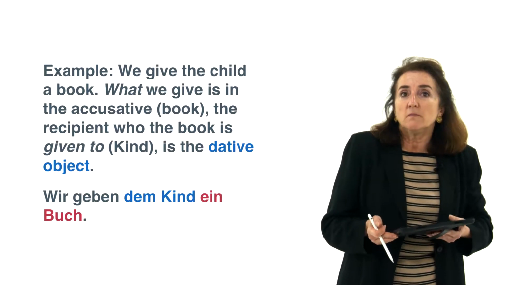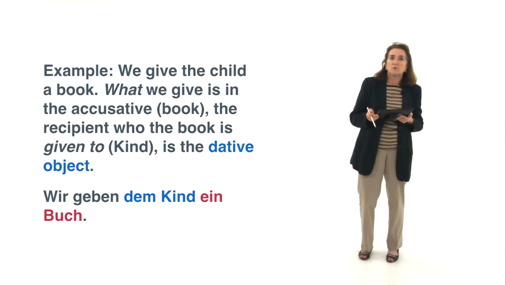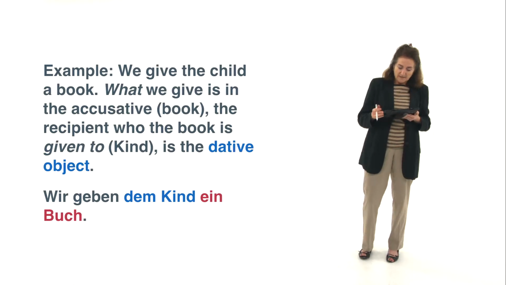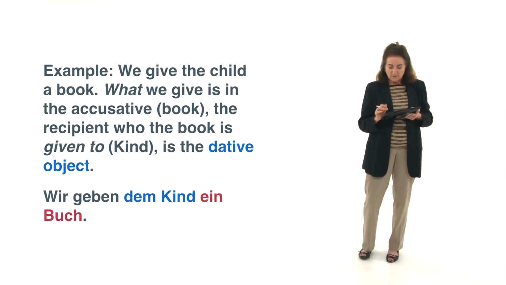What do we give? The book, the accusative object, and the recipient who the book is given to is the dative object, in this case, Kind. Wir geben dem Kind ein Buch. Dative, accusative.